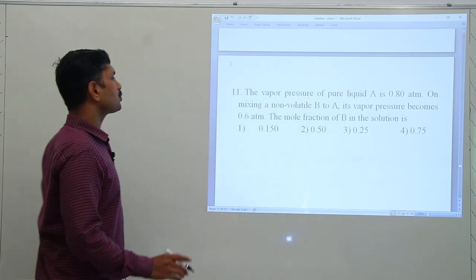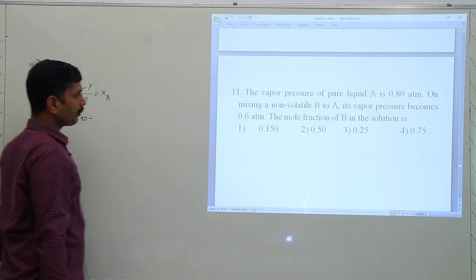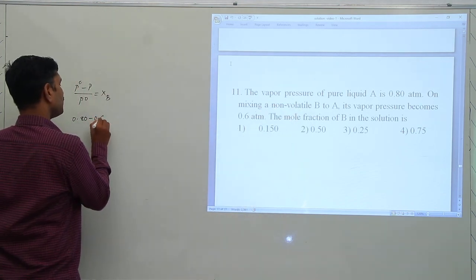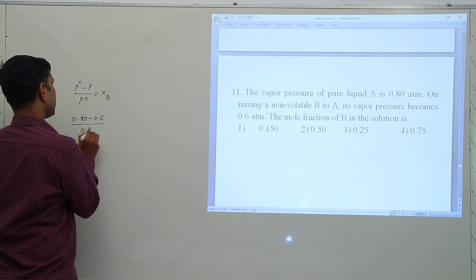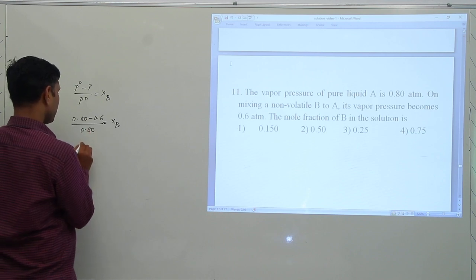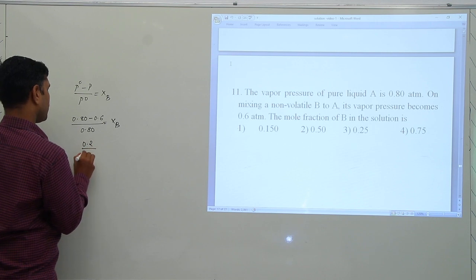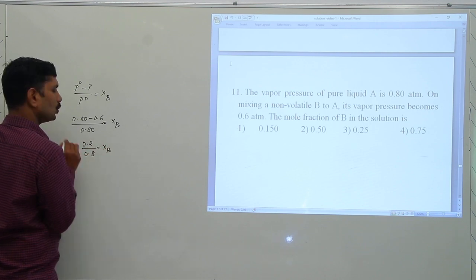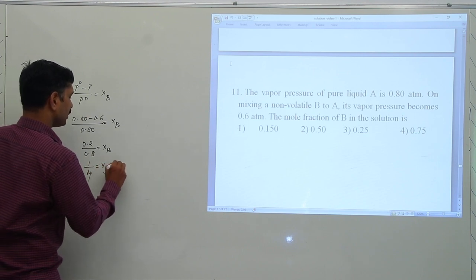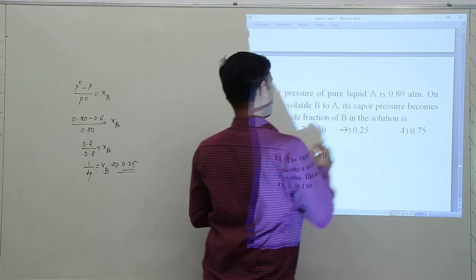So the vapor pressure of the pure solvent is 0.80 minus, on mixing non-volatile solute B, the vapor pressure becomes 0.6. The vapor pressure of the solution becomes 0.6. Here, over 0.80, is equal to the mole fraction of the solute B. Now simplify: here 0.2 over 0.8 is equal to the mole fraction of the solute. So 1 by 4 is equal to B, which means 0.25 is the correct option. Option third is correct here.